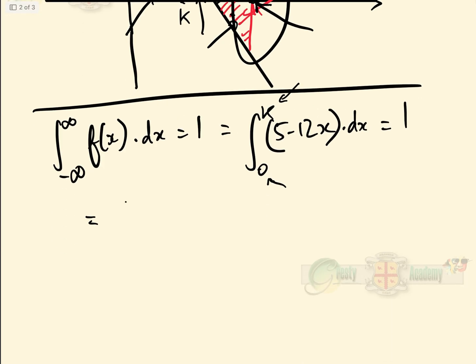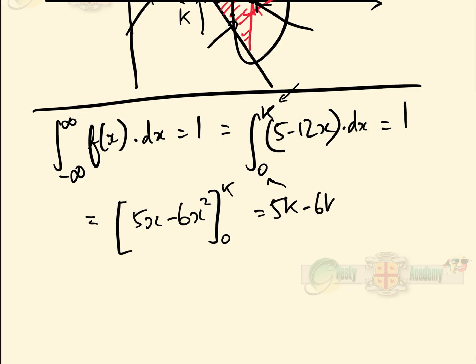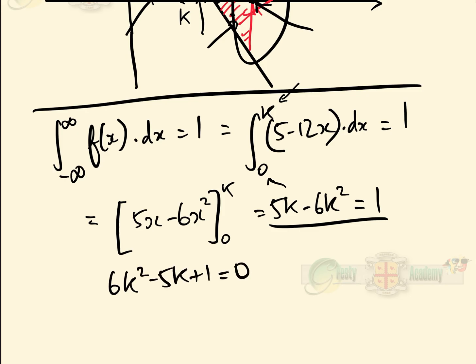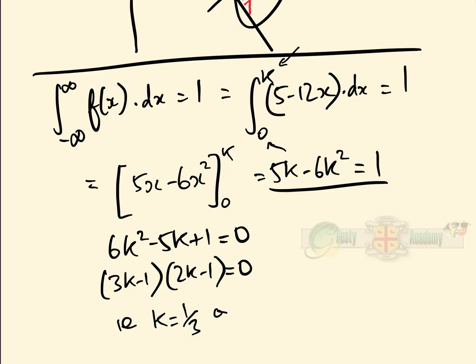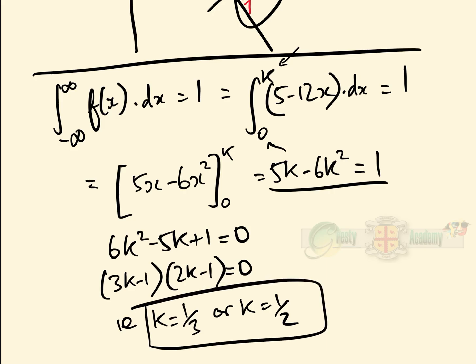Okay, so let's integrate that. That equals 5x minus 6x squared between k and 0, which equals 5k minus 6k squared. And we know that equals 1. So we now have a quadratic: 6k squared minus 5k plus 1 equals 0. Here are our two solutions. Let's factorise that: 3k minus 1, 2k minus 1 equals 0, i.e. at first glance k equals a third, or k equals a half. They are both solutions to this equation, or this integral.